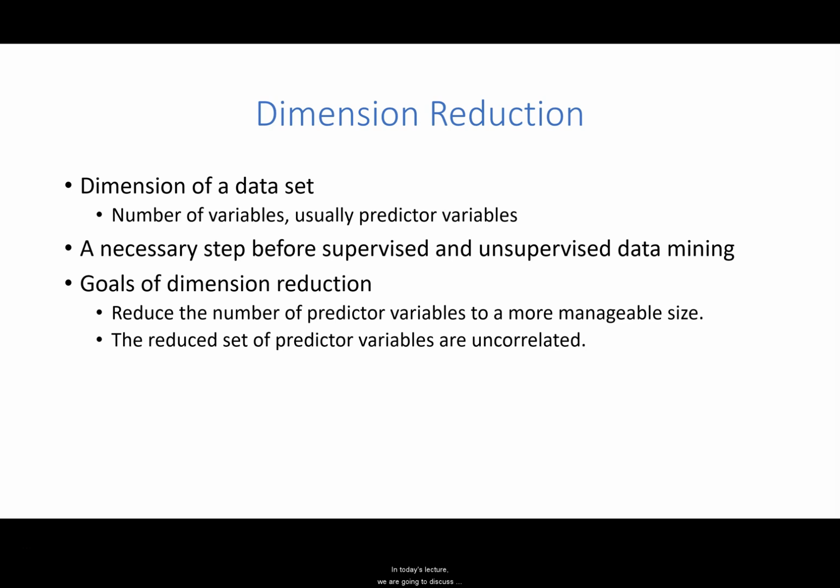In today's lecture, we are going to discuss dimension reduction. First, let's define dimension. In analytics, dimension usually refers to the number of variables. In most cases, we are only referring to the number of predictor variables. For example, if a dataset has 2 variables, then it is a 2-dimensional dataset. For a dataset with 10 variables, it is referred to as a 10-dimensional dataset.